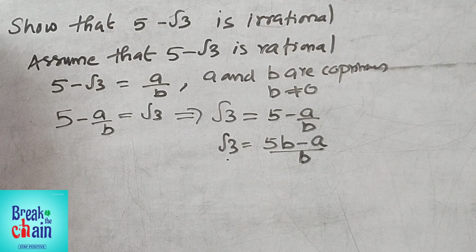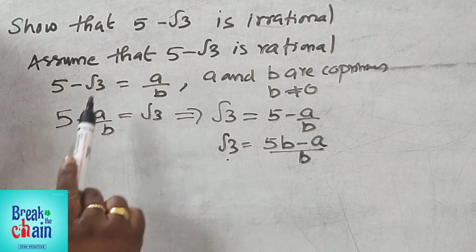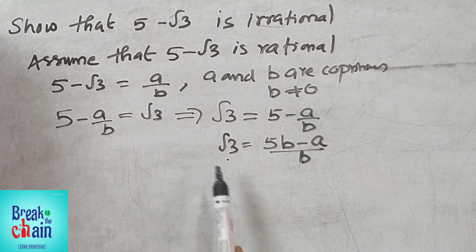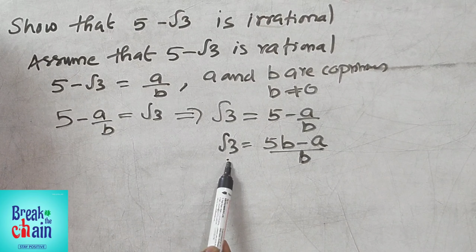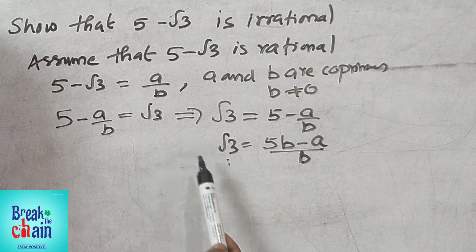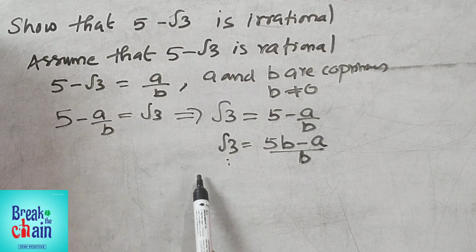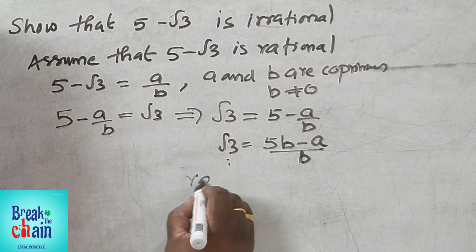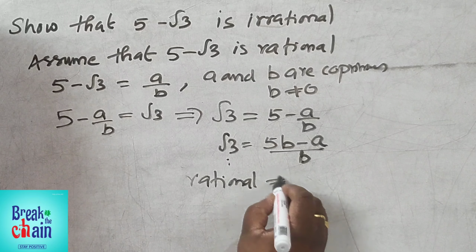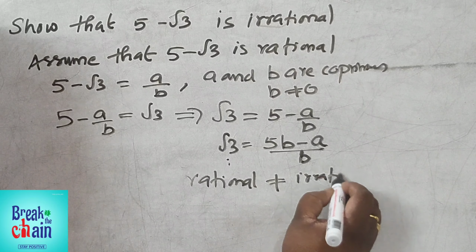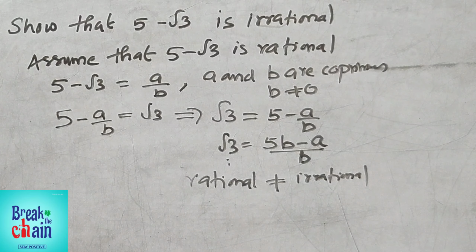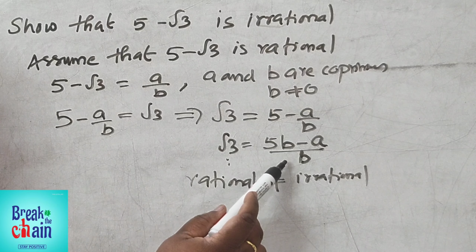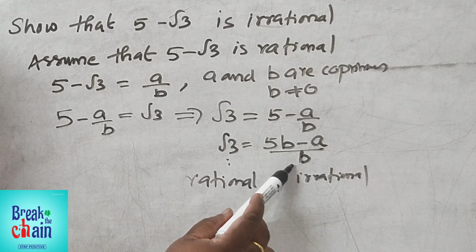But here you can see that 5 is rational number, A by B is rational number. So in this step you can see that one part is irrational, the other part, that is LHS is irrational and RHS is rational. So that is not possible. That means a rational number cannot be equal to an irrational number. But we got like that. We got root 3 irrational, and (5B minus A) by B is rational.